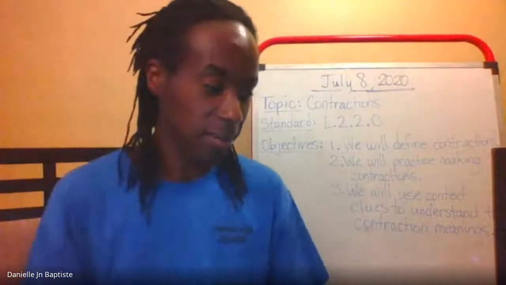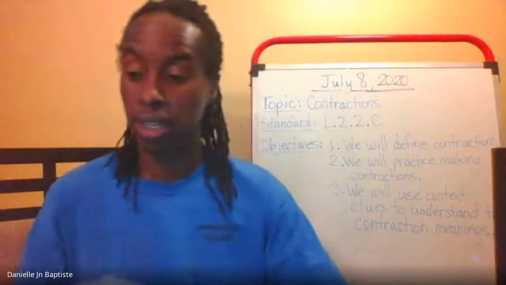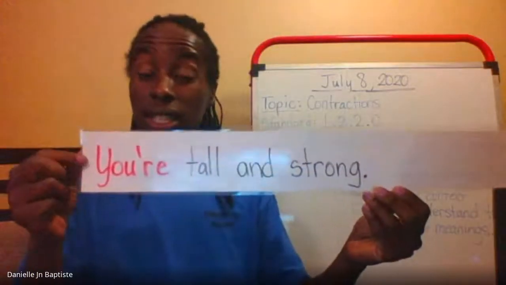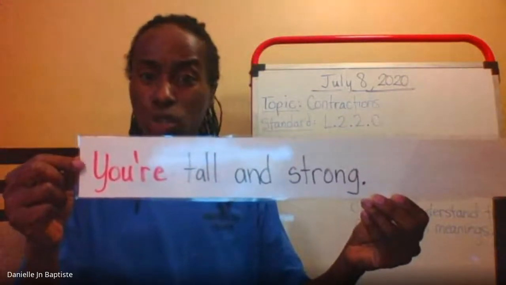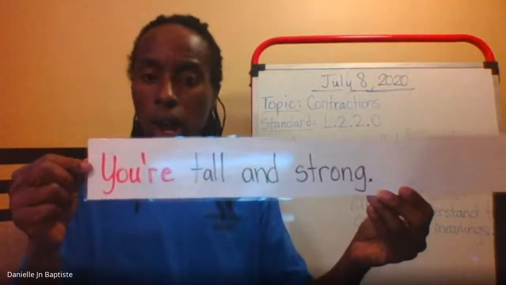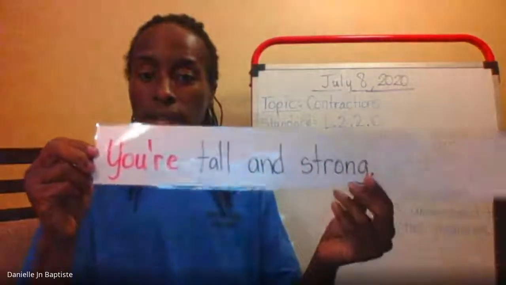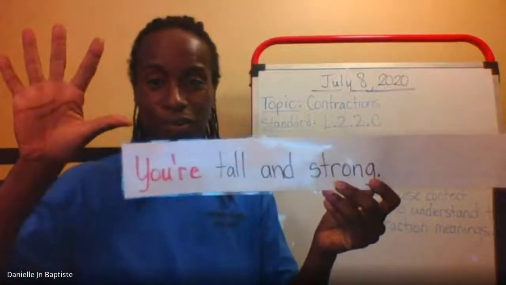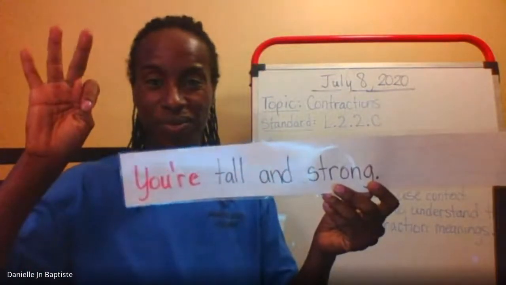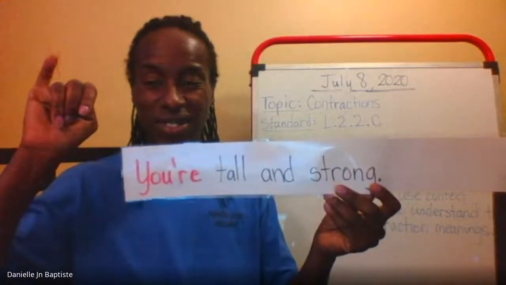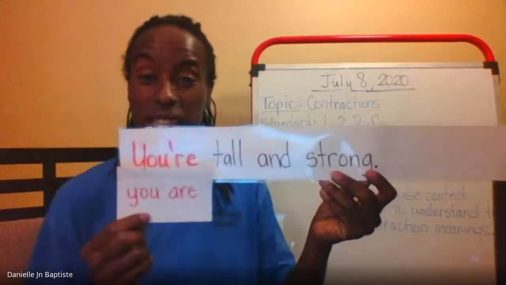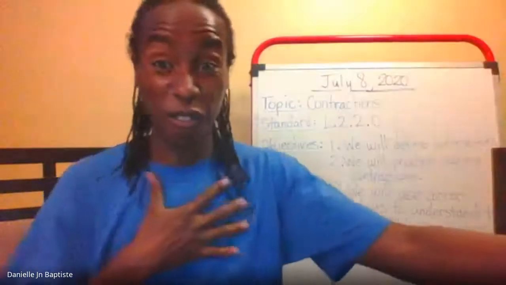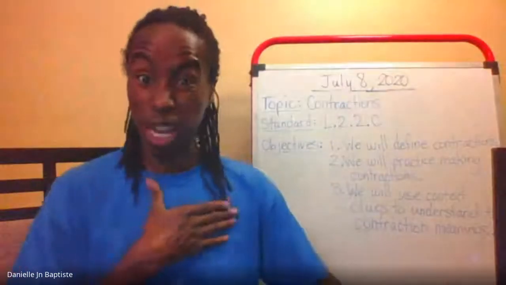Bonus. Kind of like in a workout. Bonus. Here we go. This sentence is, you're tall and strong. You're tall and strong. What does the contraction you're mean? You have 5 seconds. Hey, you're means you are. I know you got that. I can feel it. Feel it deep down.